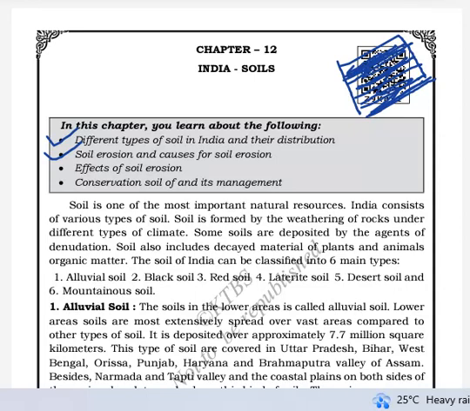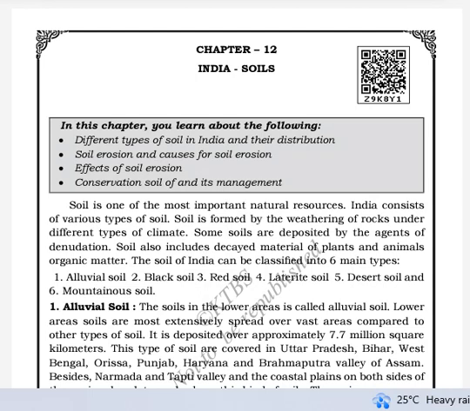So in this chapter we are going to read about soil erosion and the causes for soil erosion. Means why does soil erosion occur? That we are also going to read. Next we will read about the effects of soil erosion. Okay, at first the soil erosion will occur, but what will be the effect of soil erosion on the nature, on the plants, on the humans? That also we are going to read in the chapter. And at last we are going to read about the conservation of soil and its management. Means how we can conserve the soil, that we are going to read. Okay, so let's start with the chapter.